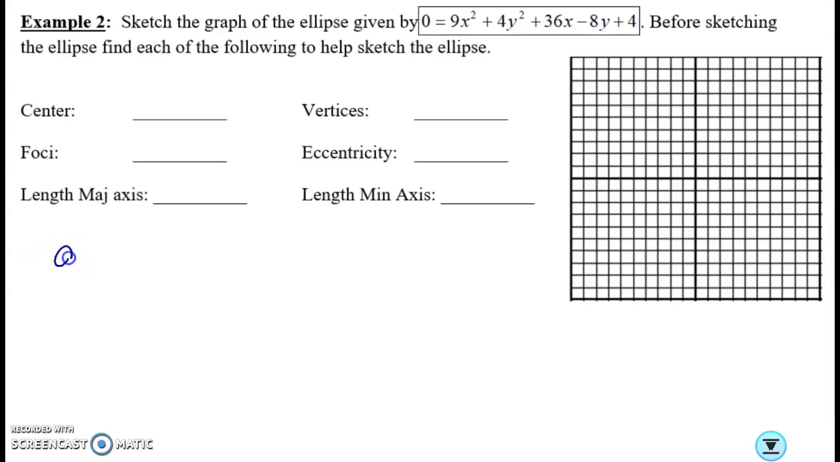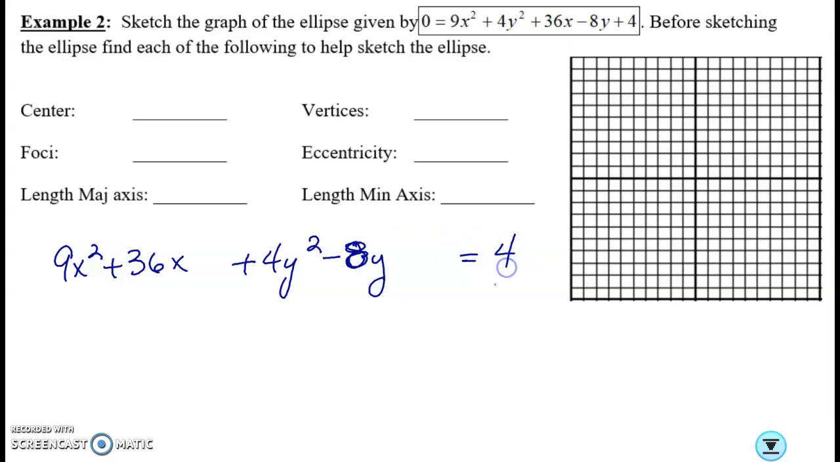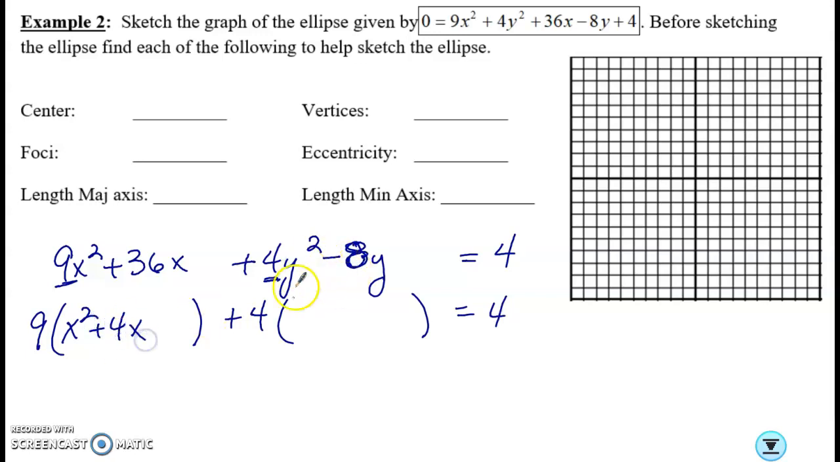The first step, get all the x's together. Just kind of group your equation so the x's are together. Get the y's together. They can be on the same side of the equation. And I'm going to take that 4 guy to the other side. Next step with completing the square, we never complete the square with a number in the leading coefficient position. So I'm going to take out the 9 and I'm going to take out the 4 and we're going to get ready to complete the square. So this is going to be x squared plus 4x and this is going to be y squared minus 2y.